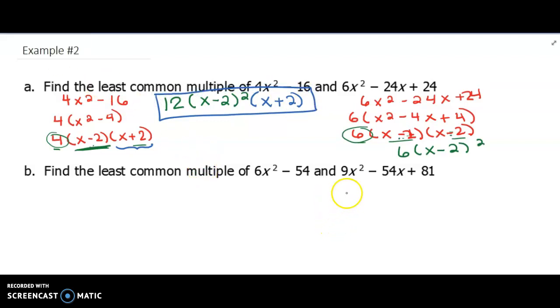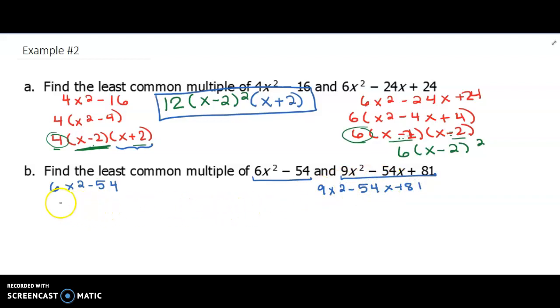All right, let's do another one. If you want to try to do this one on your own, go ahead and pause it and work it out, and we'll go over it. But I'm going to go over it with you. So I'm going to take the two things that I want to find the least common multiple of. Okay, so I have 6x squared minus 54, and then I have 9x squared minus 54x plus 81.